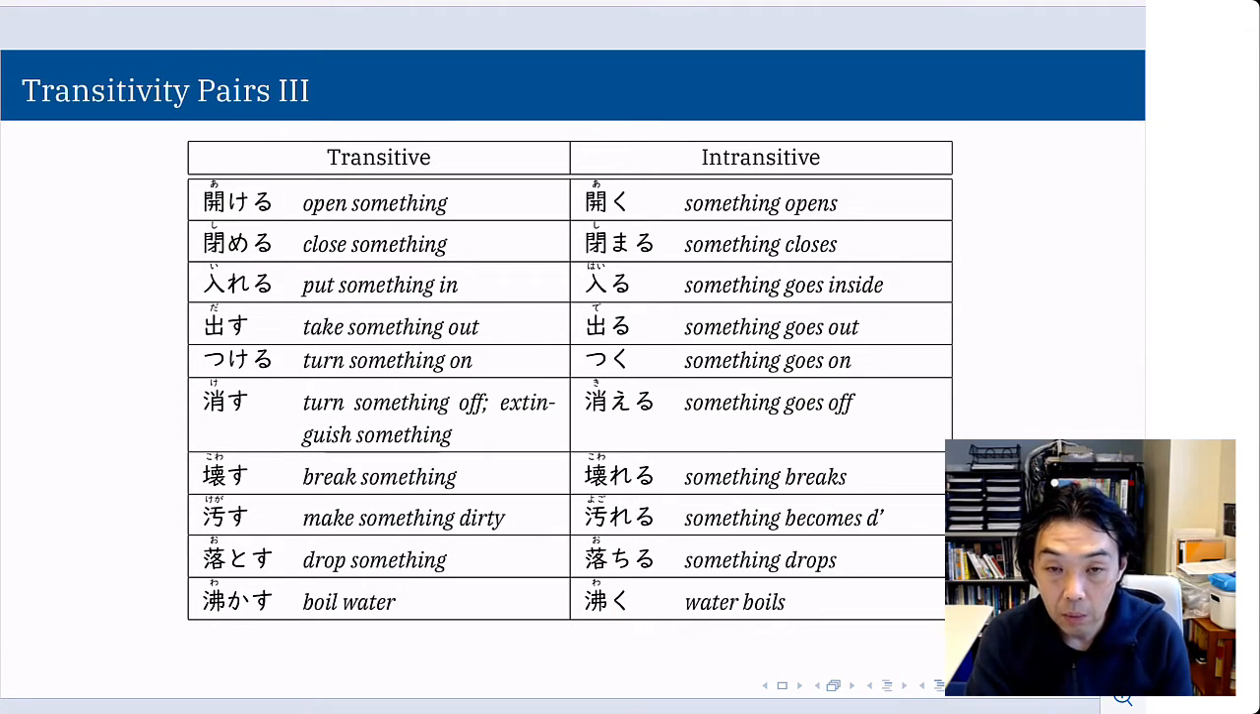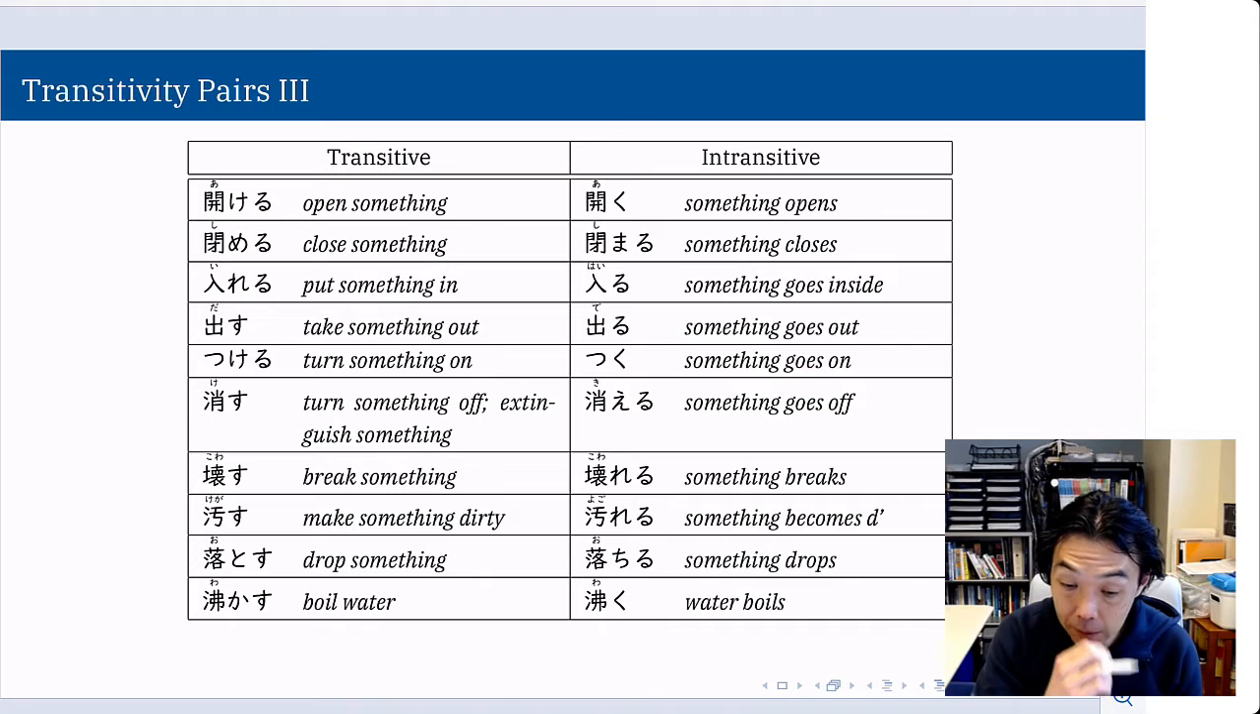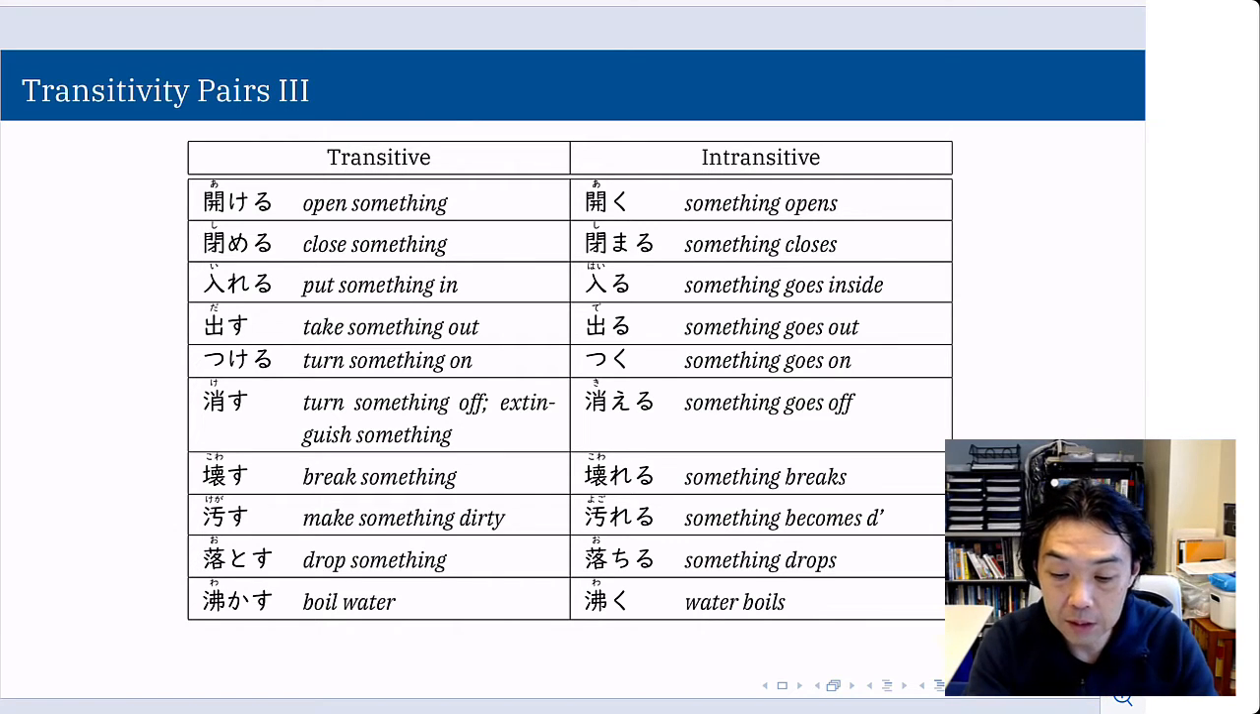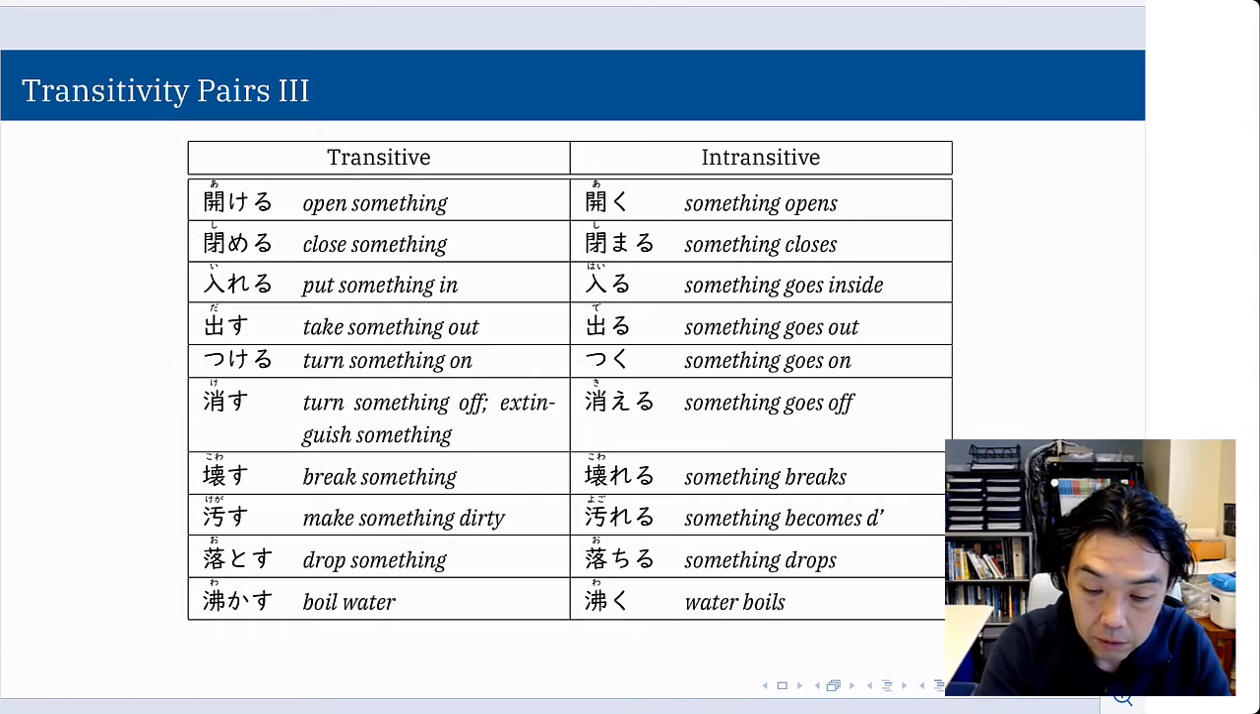Okay. You hope that there is a rule to change transitive to intransitive or vice versa, but actually the transitive pairs in Japanese are quite arbitrary. So they are similar, but there is no rule for it. One famous example is yaku and yakeru. So this is to burn, transitive, and to burn, intransitive.